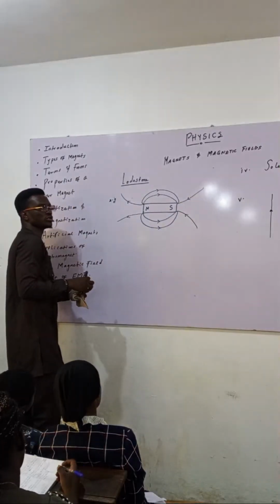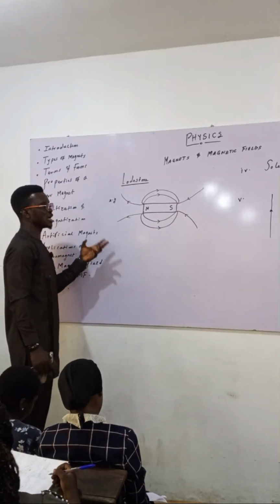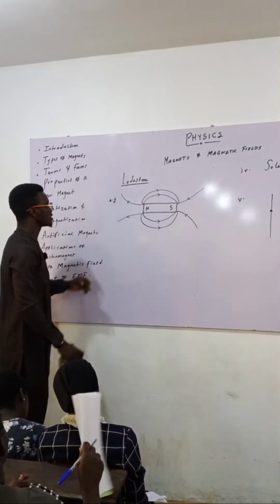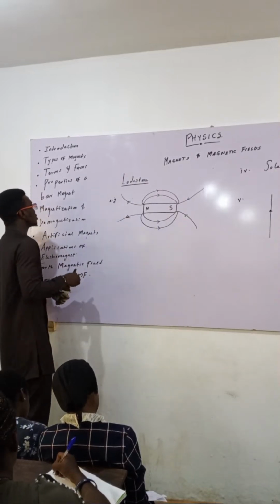Don't draw nonsense. So you will see where my arrows are facing. It matters. The arrows are going inside S, coming out of N. So it's important to know that. I will still tell you about that, but I don't want you to write nonsense in your notes.